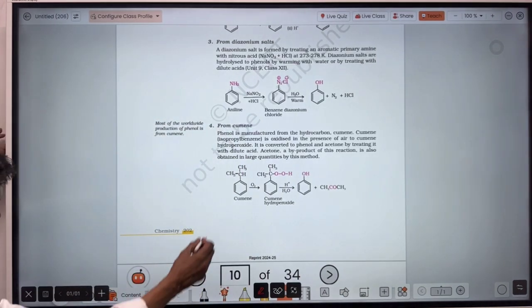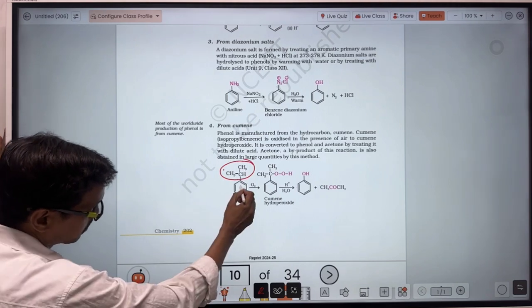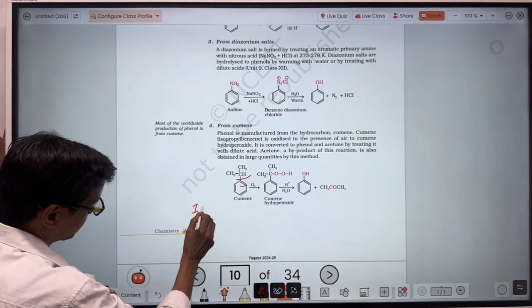Cumene is what? Here is the IUPAC name of this compound. The isopropyl group is bonded to the benzene, so its IUPAC name will be isopropyl benzene.